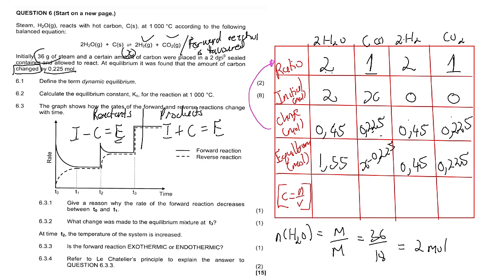They say these were placed in a 2 dm cube container, right? So always note your volume will be given in the statement. So now we have to divide all of these numbers here by 2, remember. So that's 1.55 divided by 2. You're going to use your calculator for that. So 1.55 divided by 2, and then you obviously have 0.775.